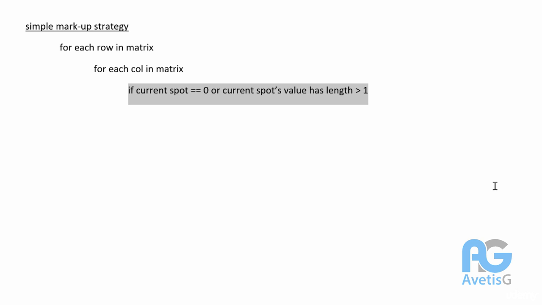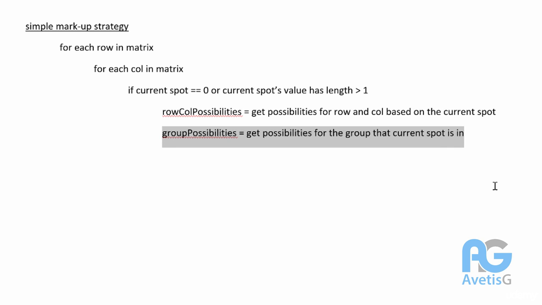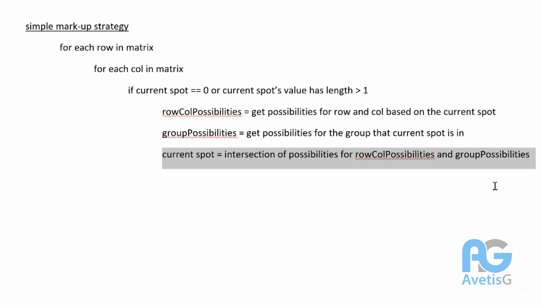In either one of these cases, we say row column possibilities, meaning the possibilities for a row and column, equals get possibilities for the row and column based on the current spot. Then we get the group possibilities. For the group possibilities, we say get possibilities for the group that the current spot is in. Then the current spot will equal the intersection of the row column possibilities and the group possibilities.